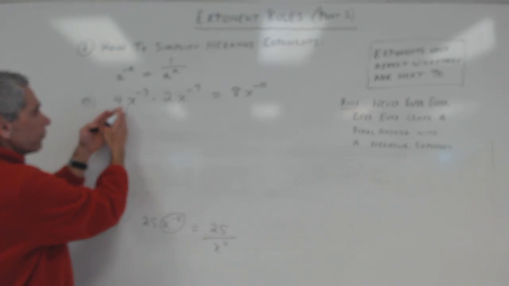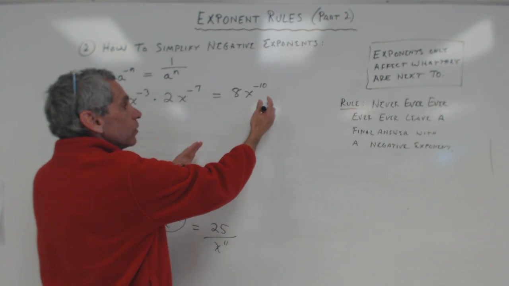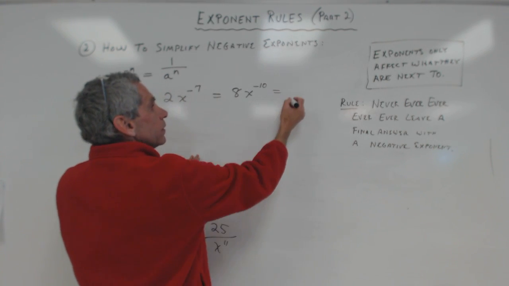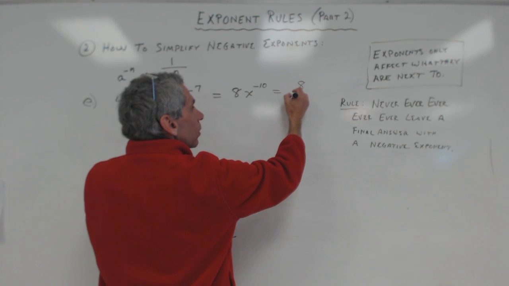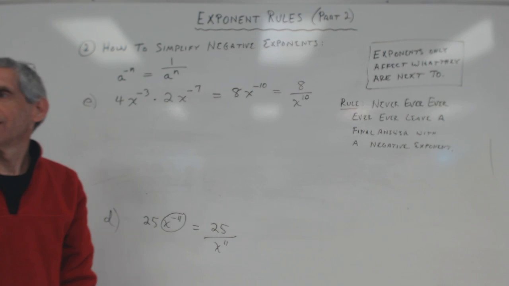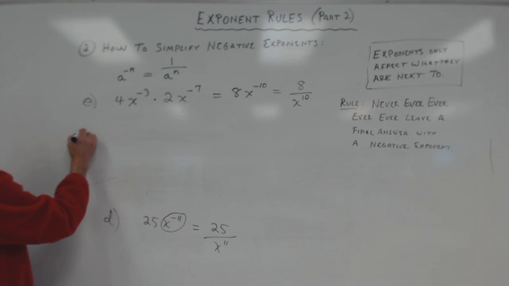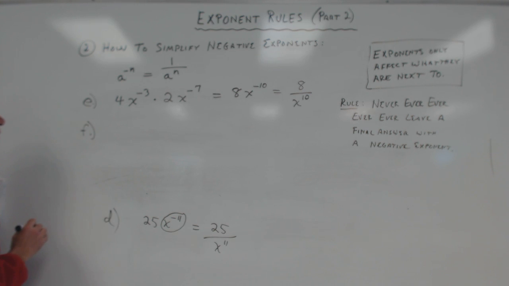Okay, so from here I get this. Now from here I go one step further. That equals 8 over x to the 10. x to the positive 10. Exactly. Does that make sense? See? This is easy. All right.